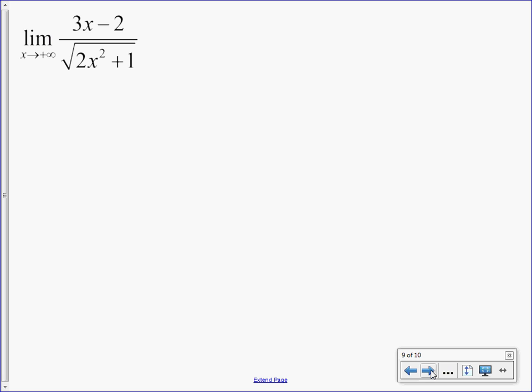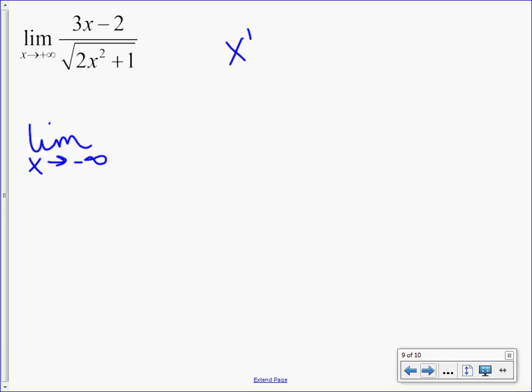So, technically, what is the highest power in the denominator? It is not x squared. It is x to the first power. Why? 1/2 times 2, because it's the square root of x squared. So x to the first is our highest degree.